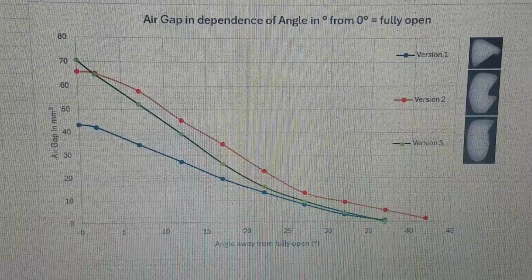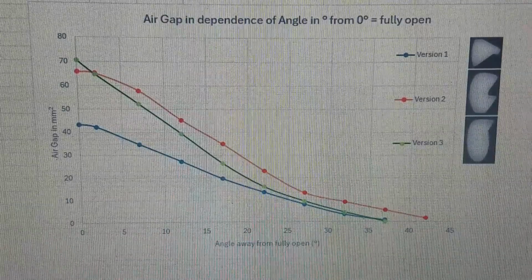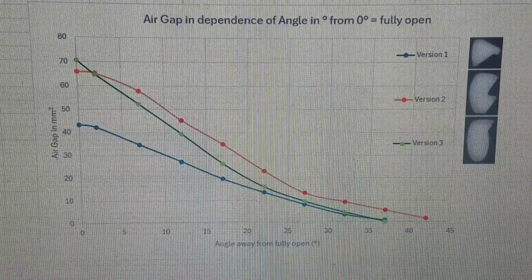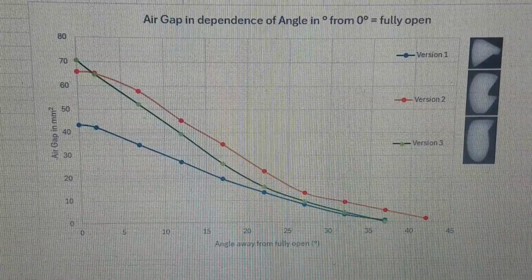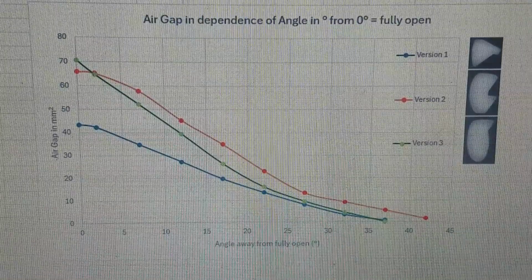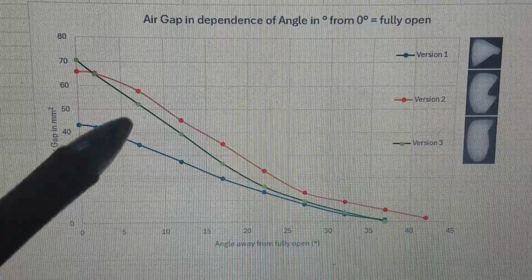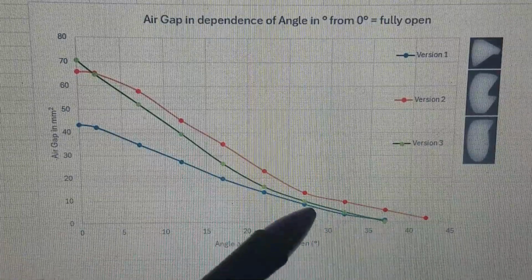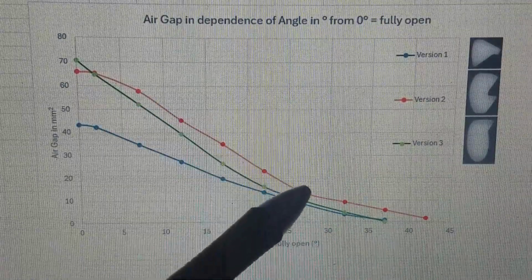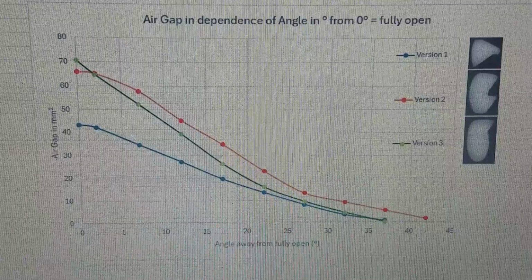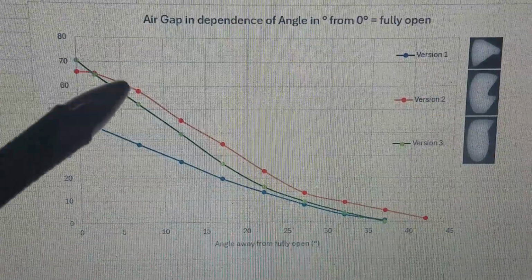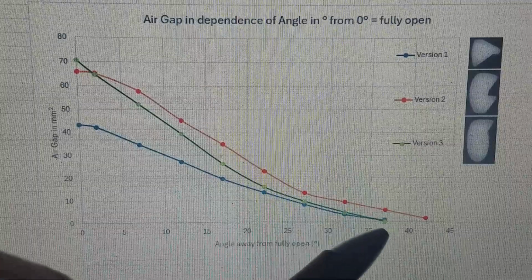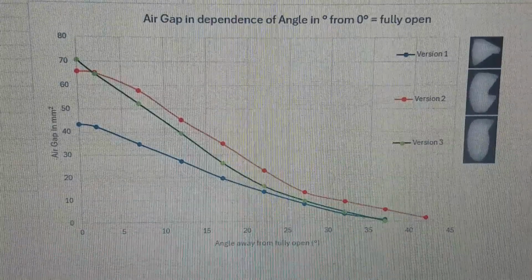The auxiliary air valve version 1 is going down pretty linear, while version 2 is going steeper, but seems to have two distinct regions where the valve closes fast and then slower, and version 3 comes straight down and then curves into the closed position.